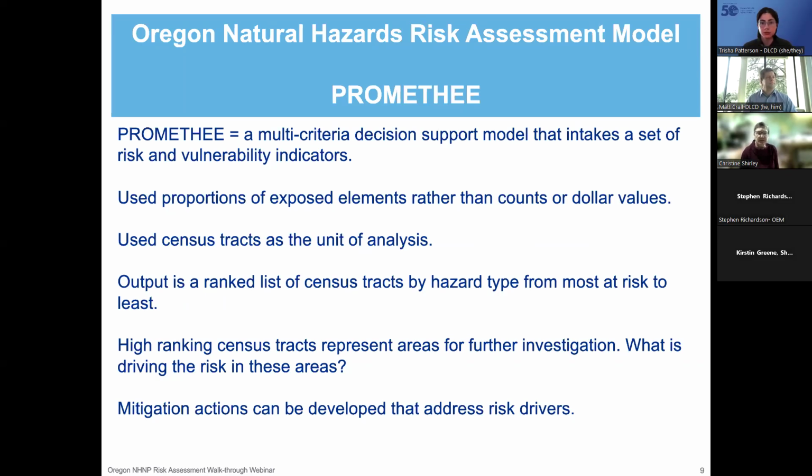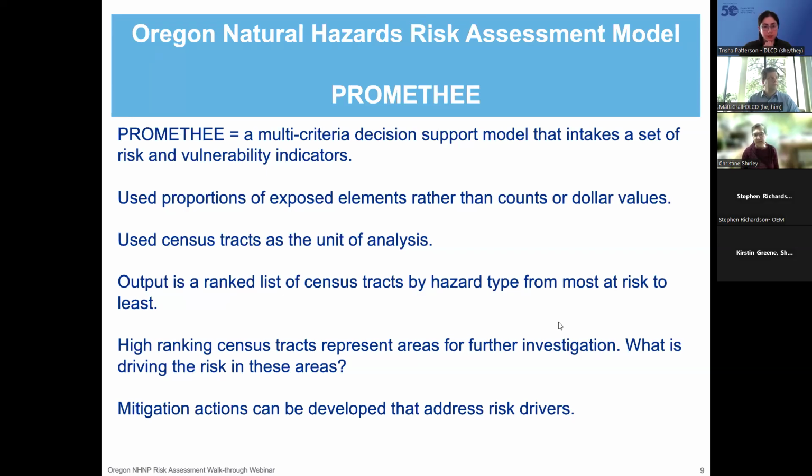We used in our risk assessment proportions of exposed elements, percentages, rather than counts or dollar values, because we have found in doing risk assessments at the local level that if you just use counts and dollar values, you end up finding risk where there are people. And that is important, but it's also important to find places where the proportion of people or buildings that are affected is high. That would indicate that a large proportion, or large part of the city or county area census tract is affected by the hazard. So they feel it more strongly.